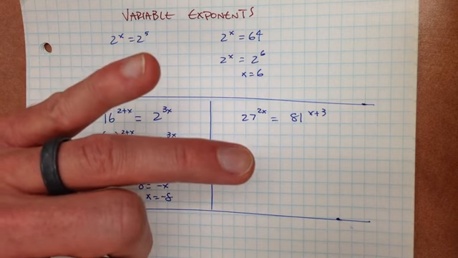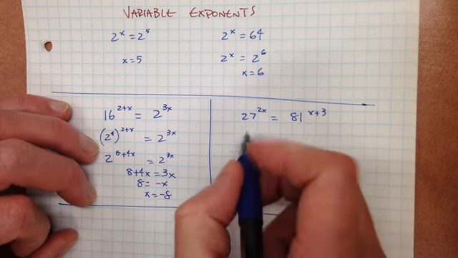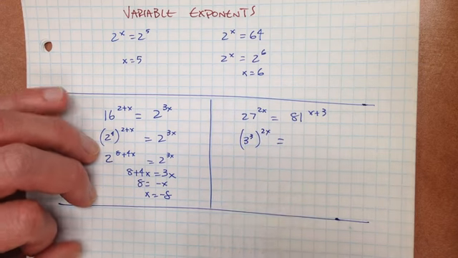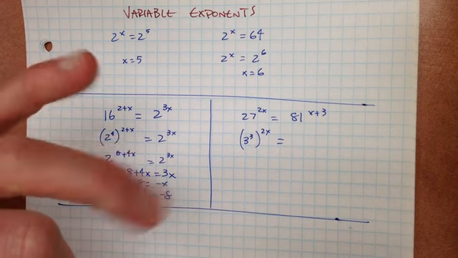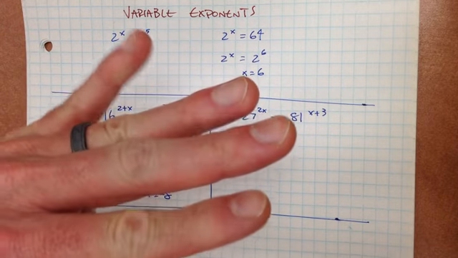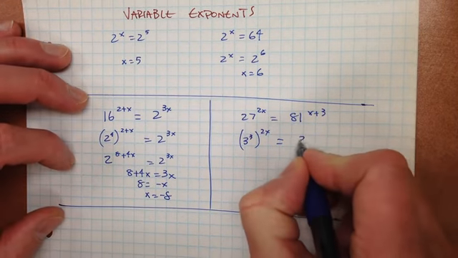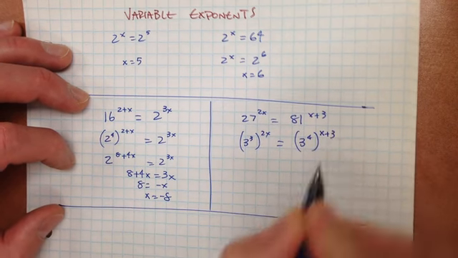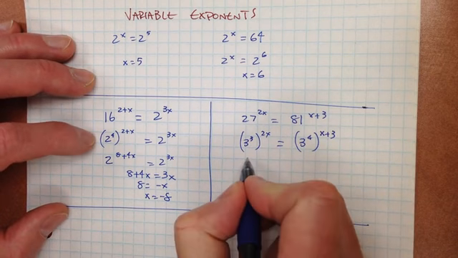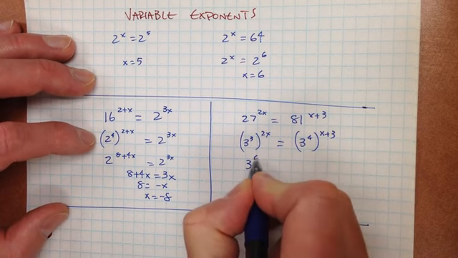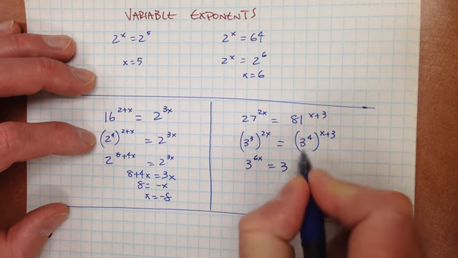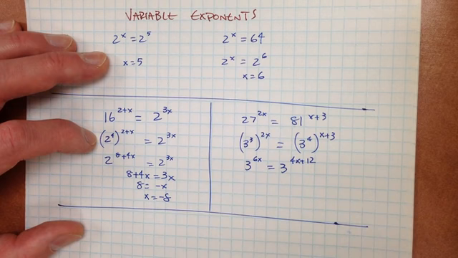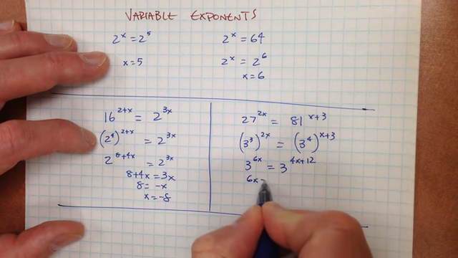So 3 times 3 is 9, times 3 is 27. So 27 is actually 3 cubed. Bring down the 2x. Now 81, same process. 3 times 3 is 9, times 3 is 27, times 3 is 81. So you were looking at 3 to the 4th. 81 is 3 to the 4th. Bring along your exponent. And now just multiply those exponents out, so you get 3 to the 6x equals 3 to the 4x plus 12. Set those exponents equal and solve.